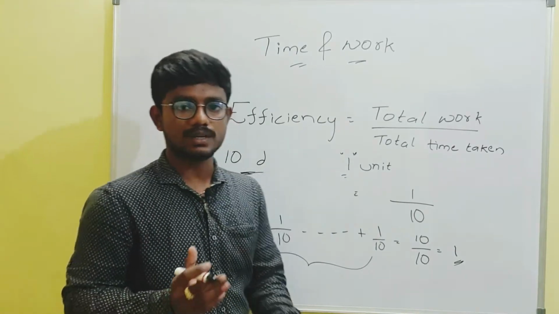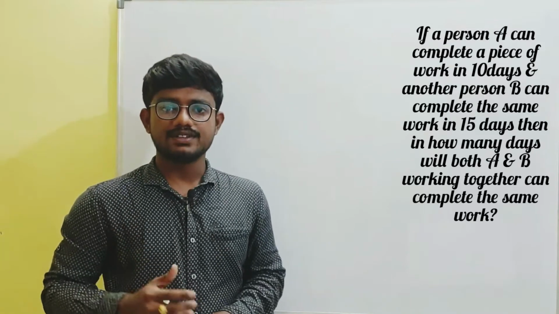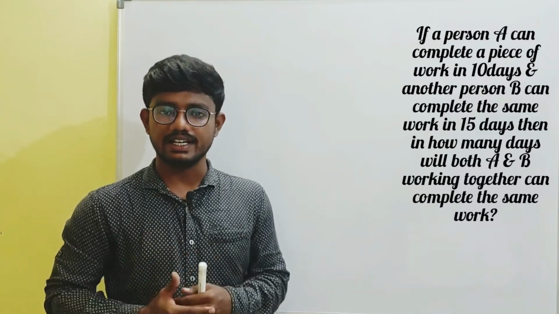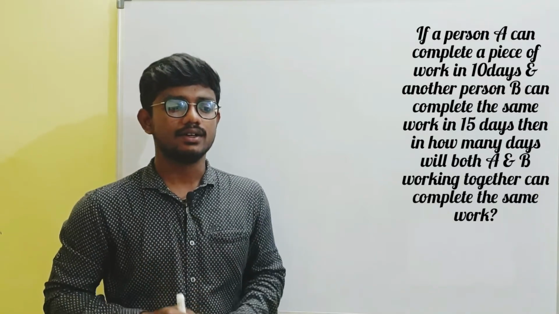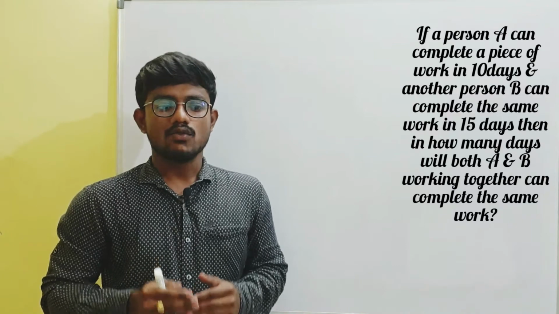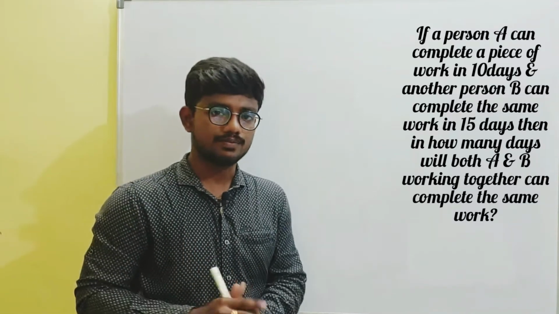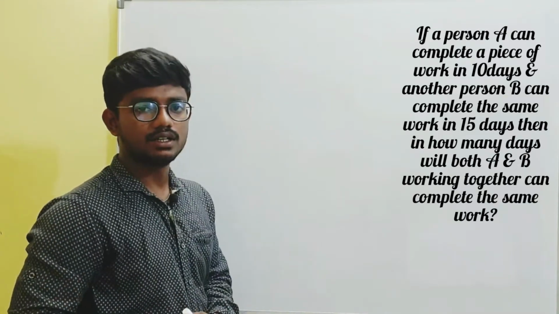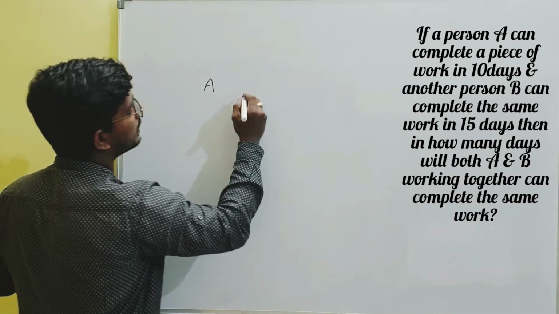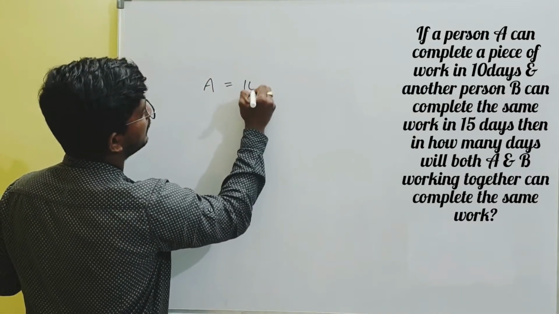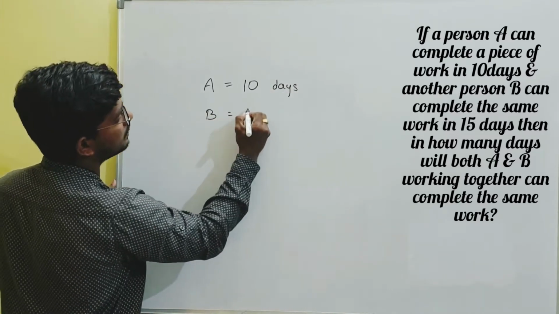Now let us solve some examples on this to get clarity. The question here is, if a person A can complete a piece of work in 10 days and another person B can complete the same work in 15 days, then in how many days will both A and B working together complete the given work? That is the question here. The person A can complete the given work in 10 days, and B in 15 days.